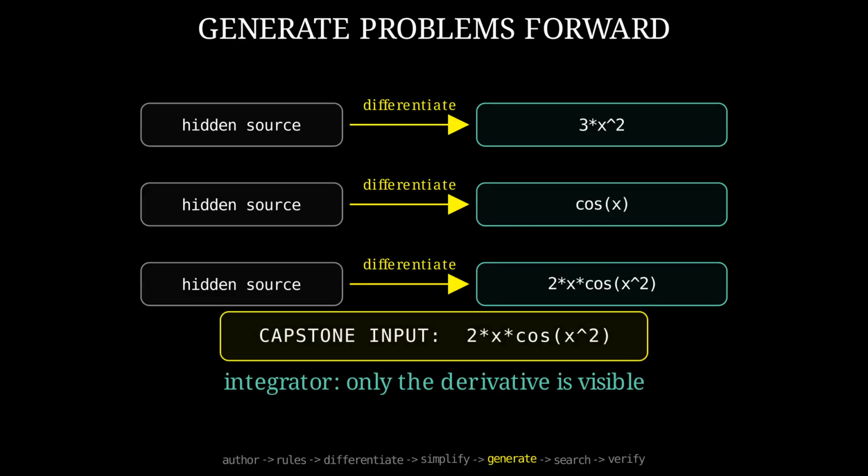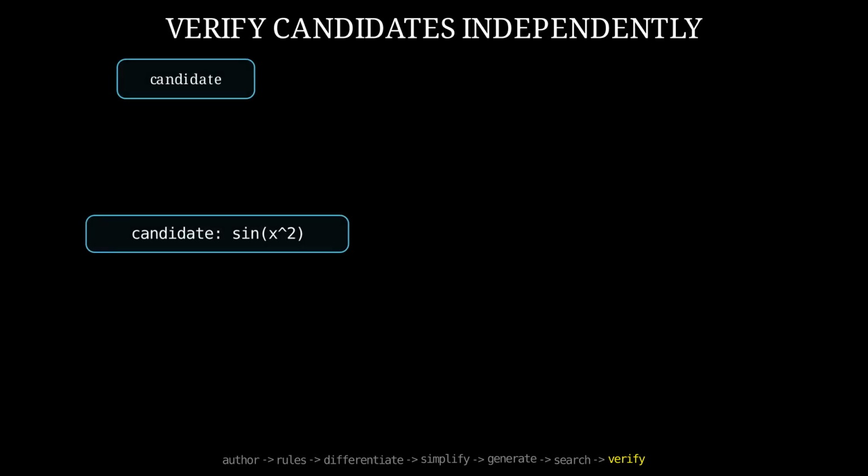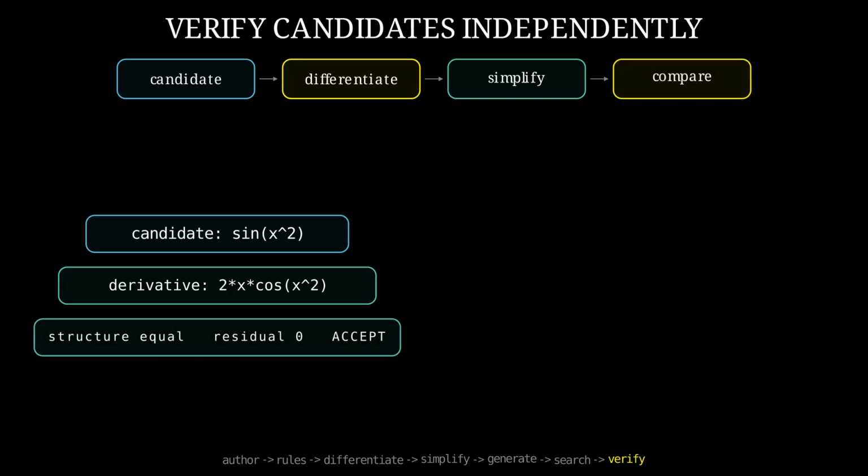Our last generated pair becomes the capstone. Integrate 2x times cosine of x squared. The verifier is deliberately separate from candidate generation. Candidate 1 is sine of x squared. Differentiate, simplify, and we recover exactly 2x times cosine of x squared. Structural comparison succeeds, and every numerical residual is 0.